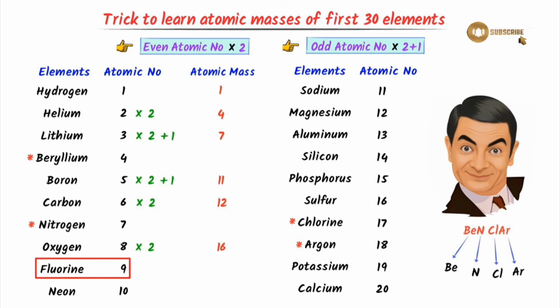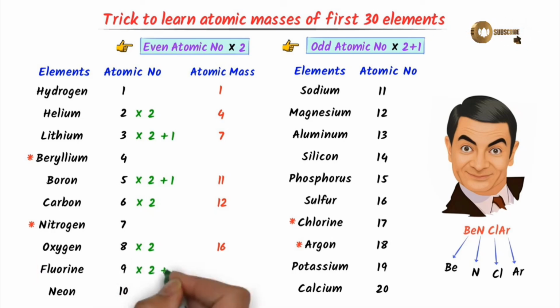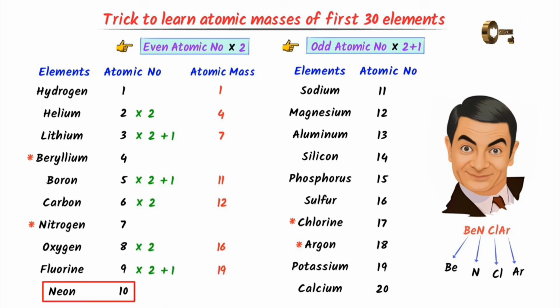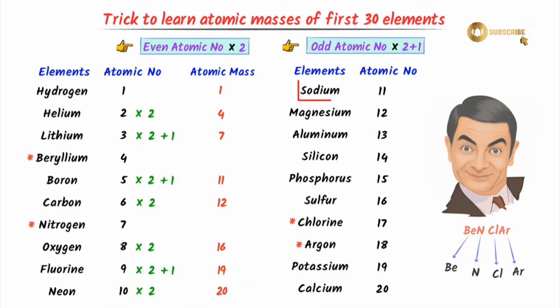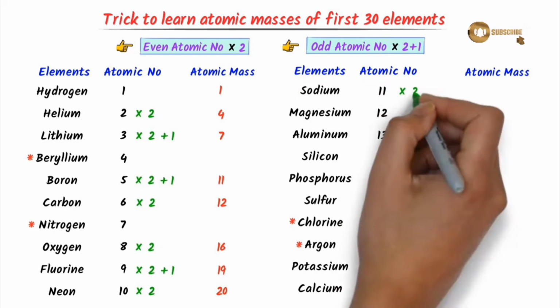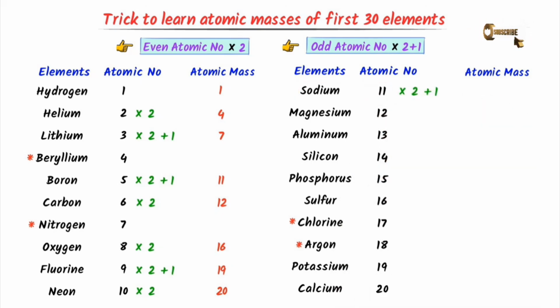I get 16. The atomic number of fluorine is 9. I write 9 into 2 plus 1. I get 19. The atomic number of neon is 10. I write 10 into 2. I get 20. The atomic number of sodium is 11. I write 11 into 2 plus 1. I get 23. The atomic number of magnesium is 12. I write 12 into 2.